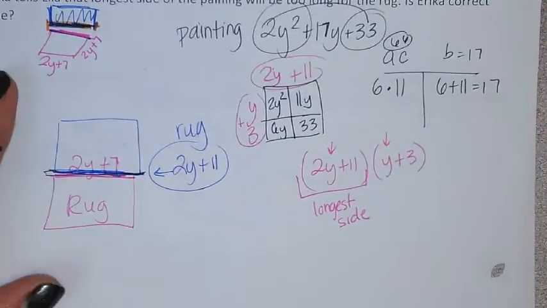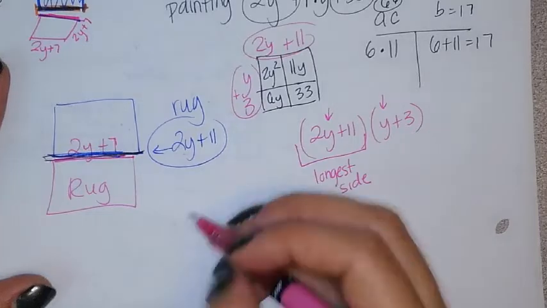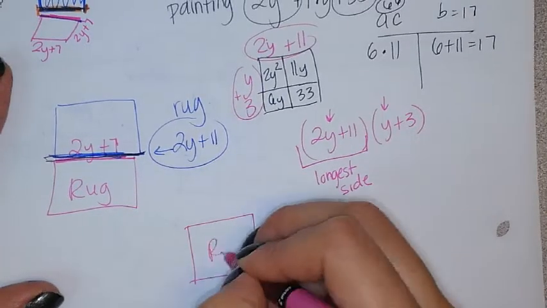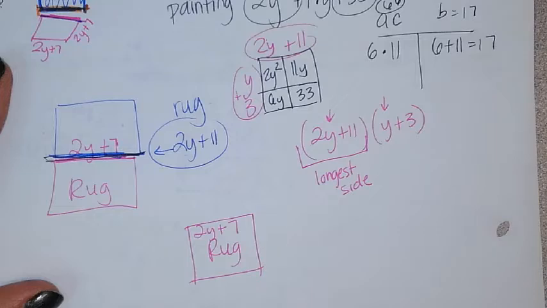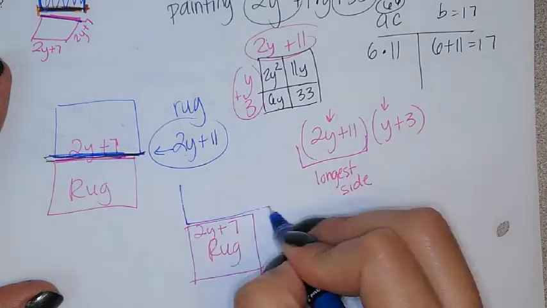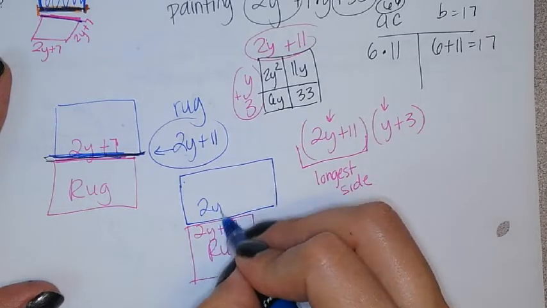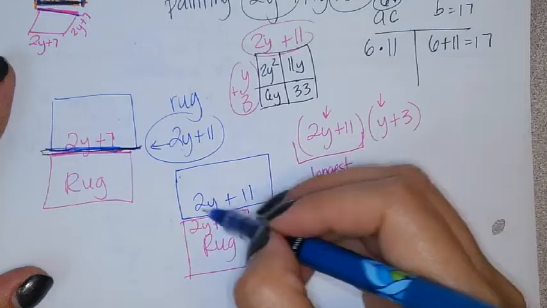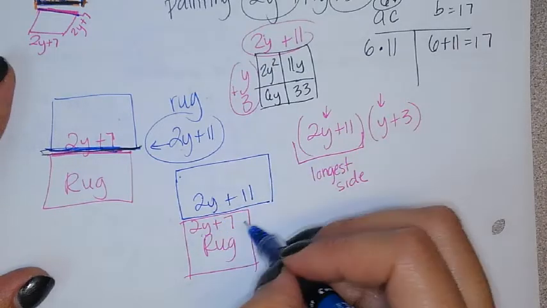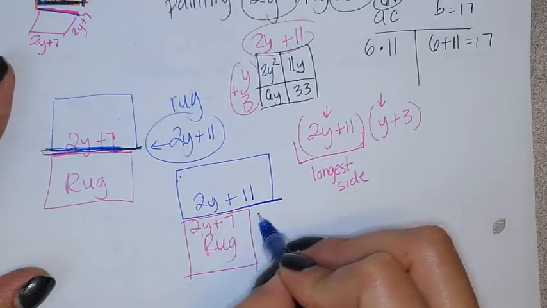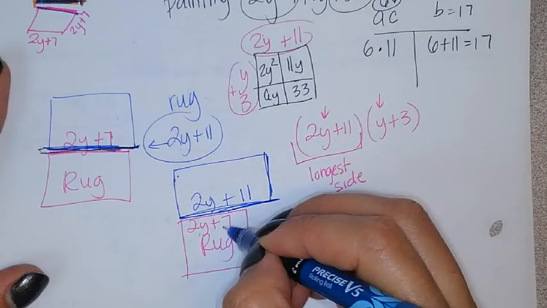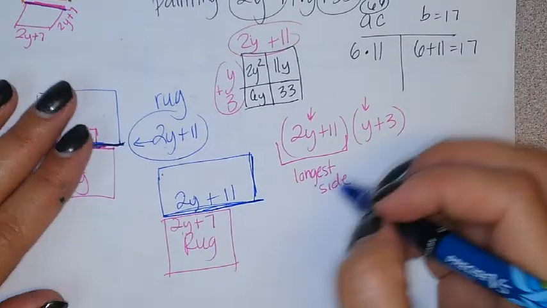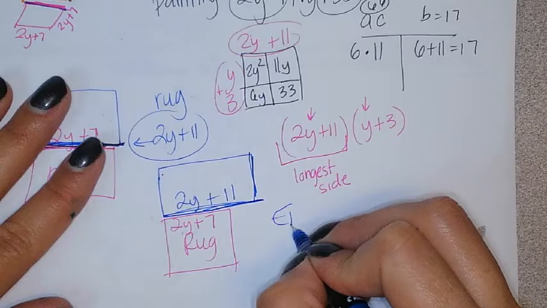So let me redraw it. I don't like that drawing here. And then the painting would be slightly longer at 2y plus 11. The two y's are the same, but this one's plus 11 and this one's plus 7. So here you can tell that this would be longer than the rug. Okay, so in this case, Erica is correct.